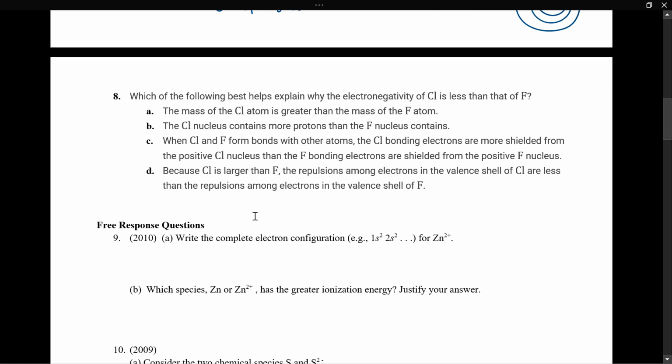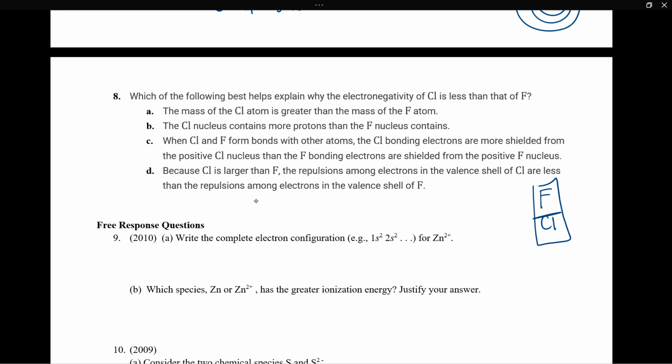All right. Which of the following explains why the electronegativity of chlorine is less than fluorine? So you want to look on your periodic table. Chlorine and fluorine are in the same row. Sorry, I said row, I meant column. They're in the same column, so they both have similar effective nuclear charges. They both have effective charges of +7.